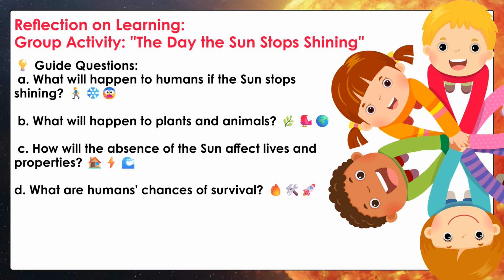Here are the guide questions. A. What will happen to humans if the sun stops shining? B. What will happen to plants and animals? C. How will the absence of the sun affect lives and properties? And D. What are humans' chances of survival?